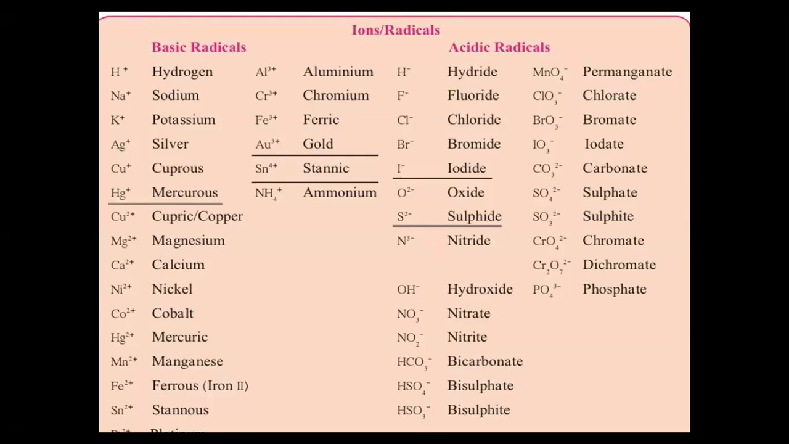So we will once again talk about radicals. The ones which are positive are called basic radicals. The ones which are negative are called acidic radicals. Under radicals, if you remember, we studied two types. Do you remember the two types of radicals which I taught you last time? Can anybody tell me the name of the two types of radicals?